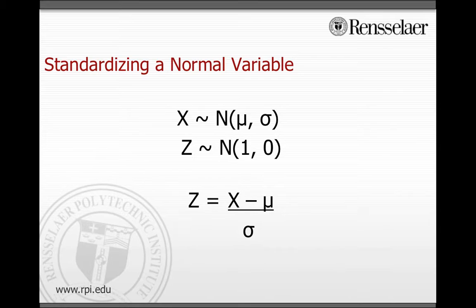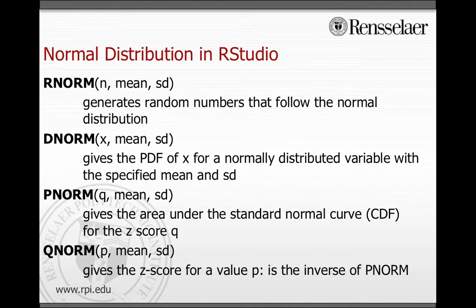Now, these calculations can be drawn out, so of course we can do the same thing in RStudio. There are 4 basic commands that you'll use to analyze normal distributions in RStudio: rnorm, dnorm, pnorm, and qnorm. First, rnorm generates random numbers that follow a normal distribution and takes three inputs: n, the number of numbers you want to generate, mean and standard deviation of those numbers.